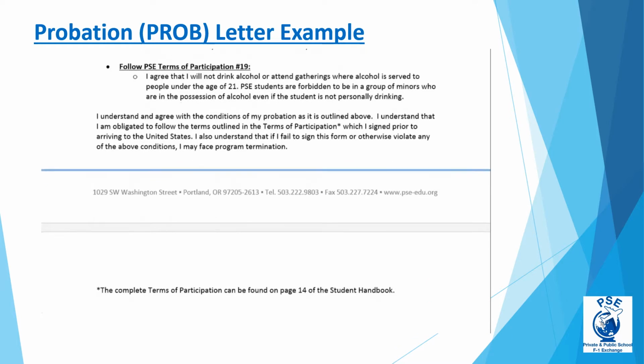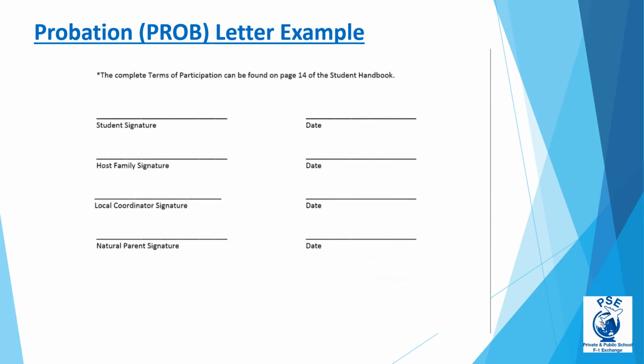The bottom of the letter has an acknowledgement section and requires the signatures of the student, host family, local coordinator, and the natural parents. The local coordinator should try to meet with their student and host family to deliver the probation letter within a week of the document being provided. After the meeting, please scan and email the signed document back to the PSE office.